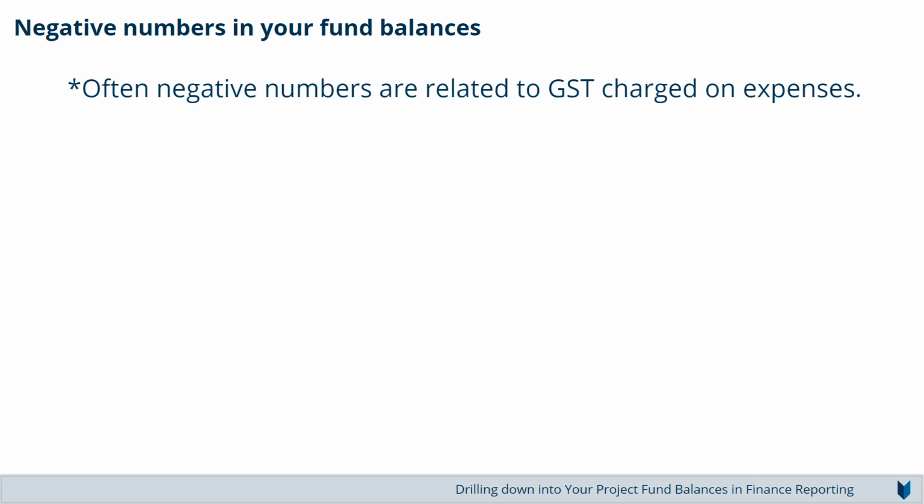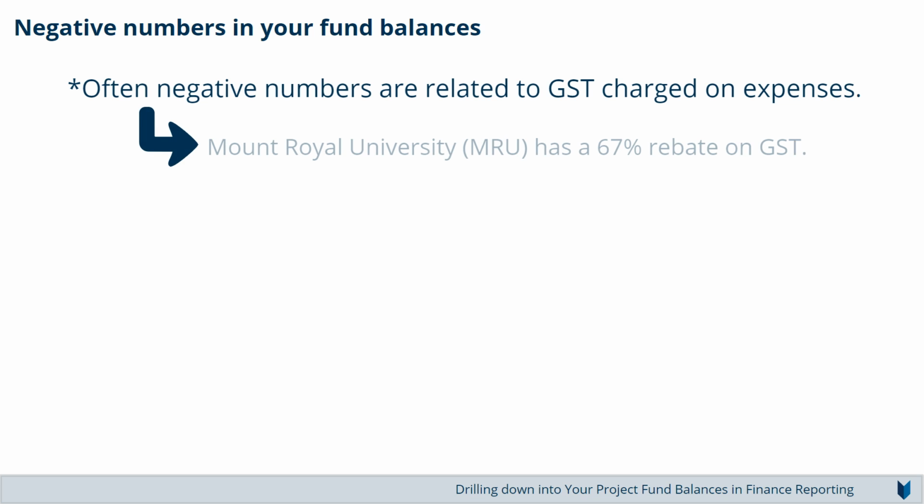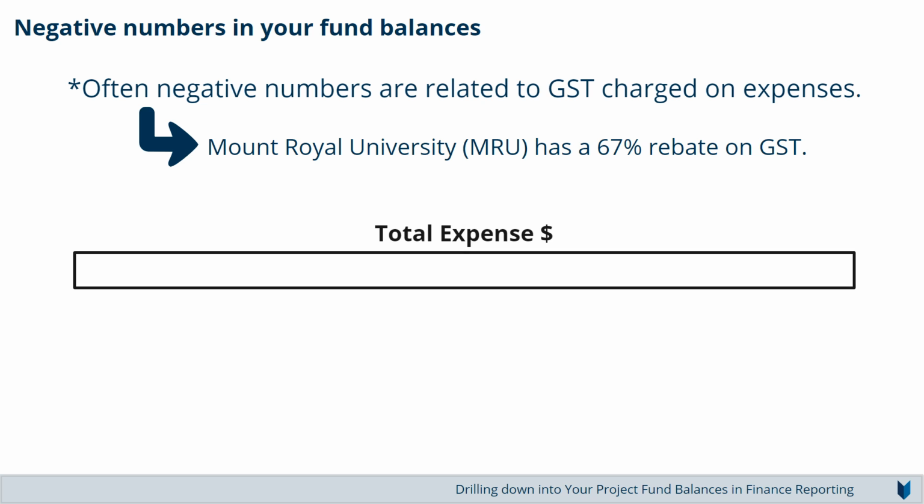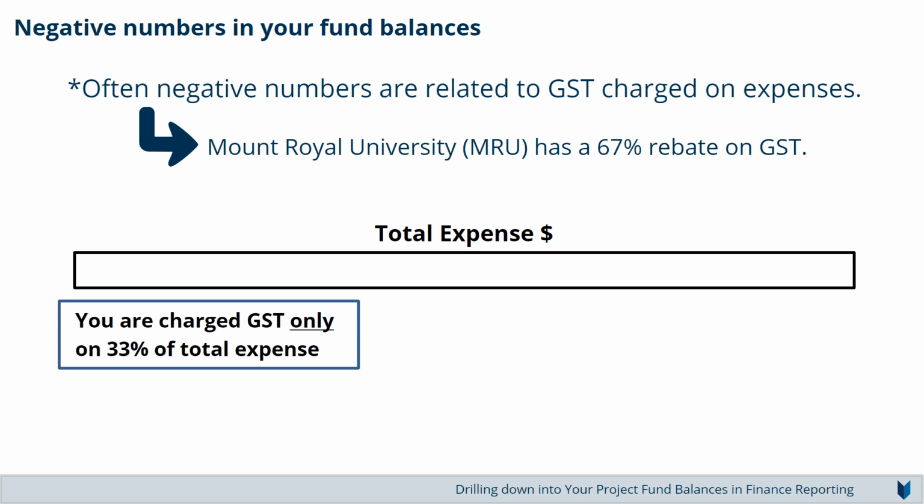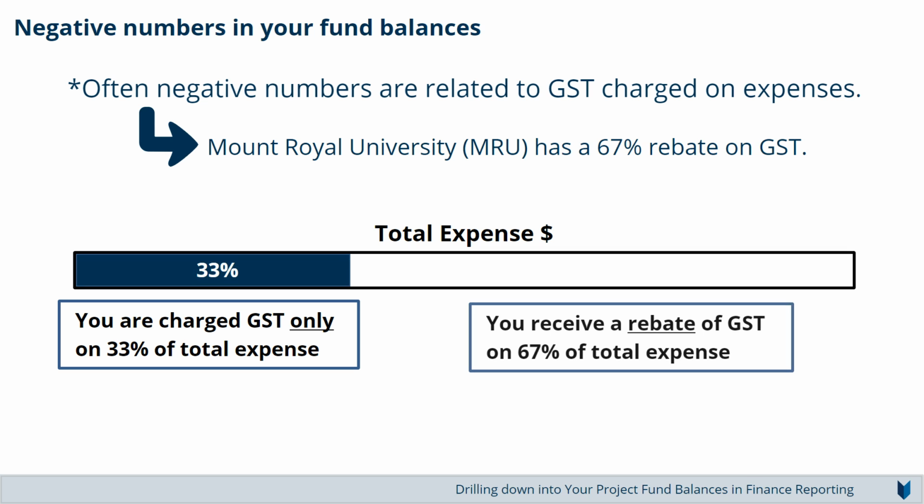Often, negative numbers in FAST are related to the GST charged on your expenses. This is because, typically, Mount Royal University has a 67% rebate on the GST for your expense. This means that you'll only be charged GST on 33% of your expenses, and you'll receive GST back on the 67% of your expenses as a rebate.